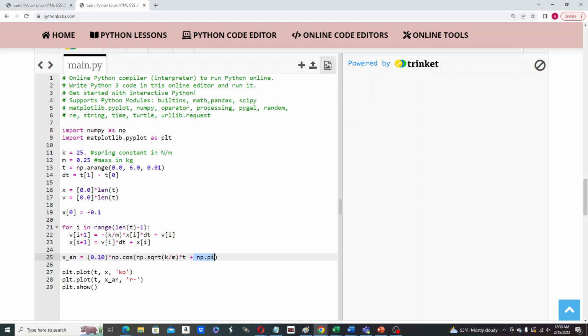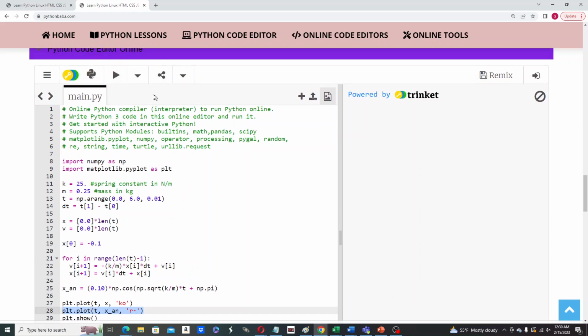And then I'm plotting the numerical solution, the results of this loop, the times and positions. So my times are going to come from my arange array, and my x's are going to come from the results of this loop. And I'm going to plot the times and my analytical solution once again. Now we know that this is going to be oscillatory, right? We know this is going to be oscillatory. So let's run the code.